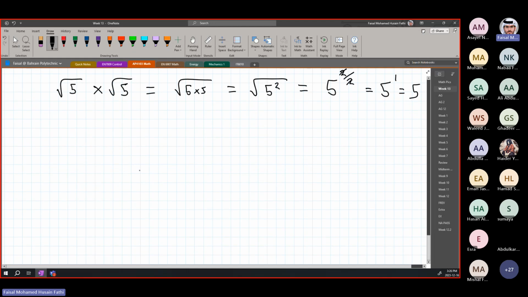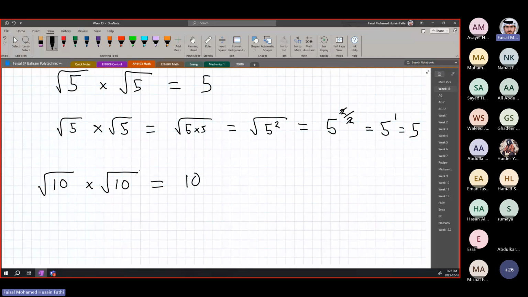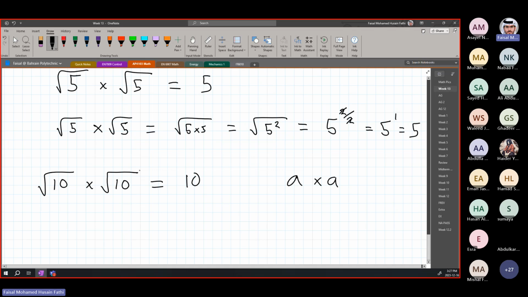So let me just repeat this concept because someone asked. When we have the square root of any number, let's take 10 for example, times the same square root of 10, you can directly simplify it and say this is equal to 10. This is just a hint, a shortcut, but I don't like using that word. This is basically multiplying a number by itself. So when we have a times a, what does this equal to? It's equal to a squared. You guys should know that by now, right? When you multiply the same number by itself, it's equal to that number squared.